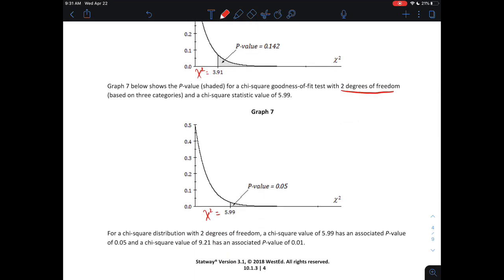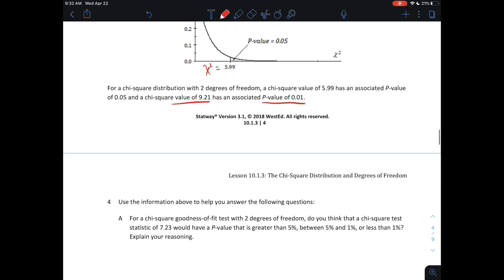So then below graph 7, for a chi-square distribution with 2 degrees of freedom, a chi-square value of 5.99 has an associated p-value of 0.05, and a chi-square value of 9.21 has an associated p-value of 0.01. So now they're giving us another chi-square value. If it was 9.21, the associated p-value would be 0.01. So we're going to use all of that in looking at the next question.